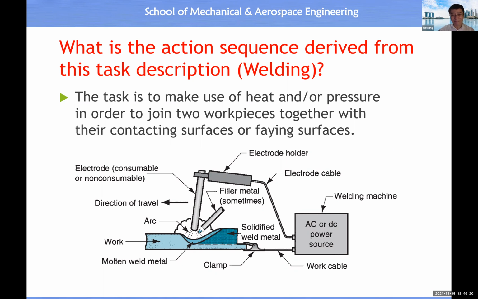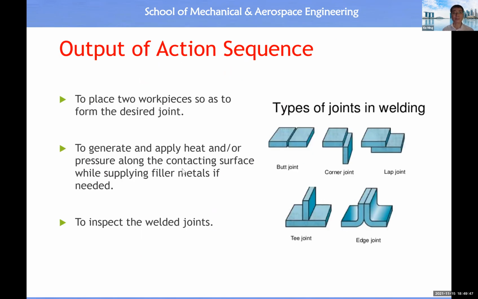the welding gun. The welding gun will supply filler metal and also supply thermal energy to melt the filler metal, in order to deposit additional material between the interface of the two workpieces to be joined together. So this is a possible version of the action sequence.